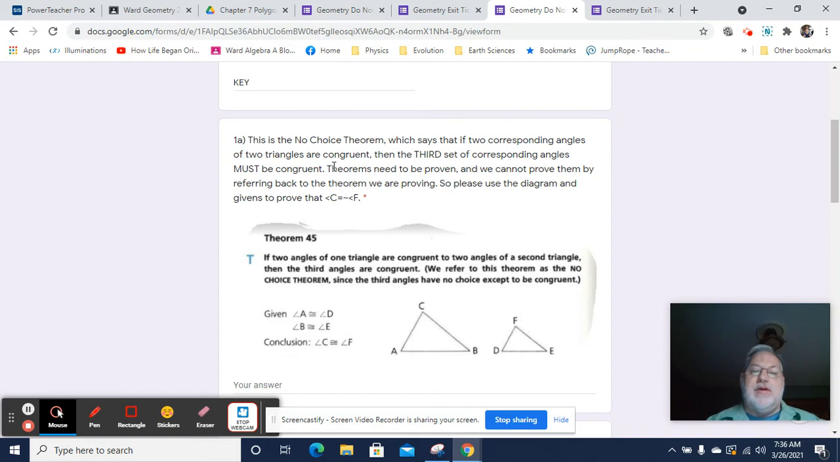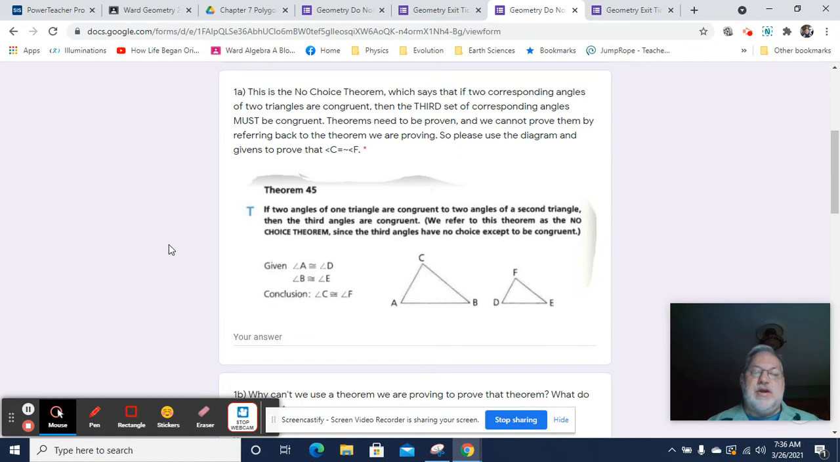However, theorems need to be proven. We can't prove them by just referring back to the theorem we're proving. We can't say, oh, well, this is true because of the no-choice theorem. You can't prove the no-choice theorem that way. So please use the diagram and the givens to prove that angle C is congruent to angle F. This sets up a situation that allows us to do that proof.